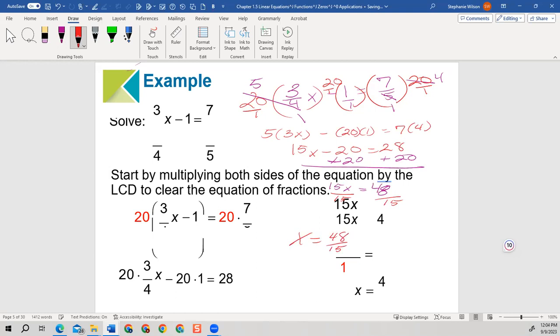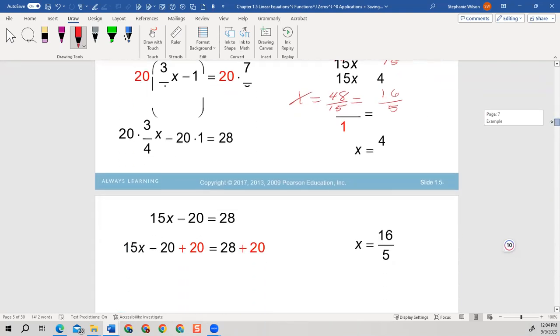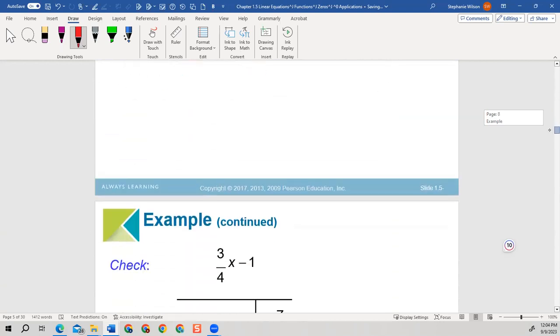And we always reduce in mathematics. If you can reduce, simplify, always. You don't want to leave it in that format. This actually reduces by 3, and it gives me 16/5. So this would be my solution for it. And there you go.